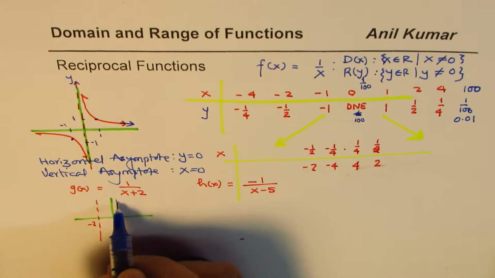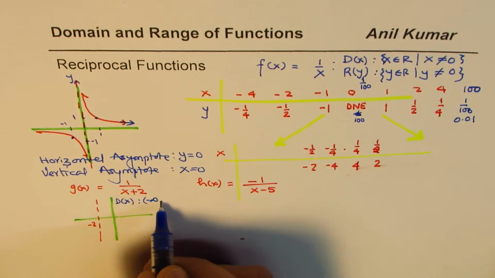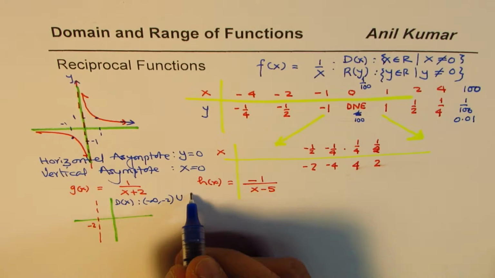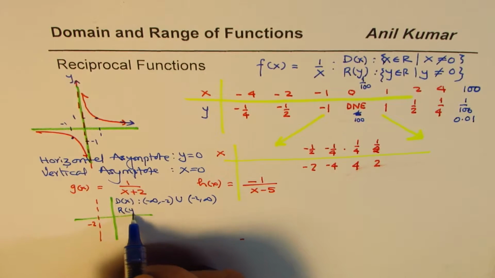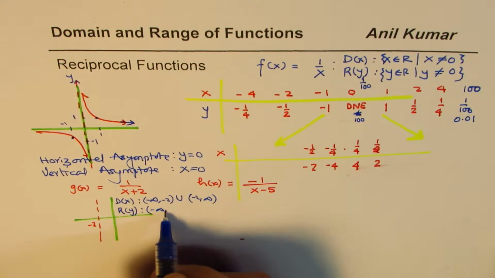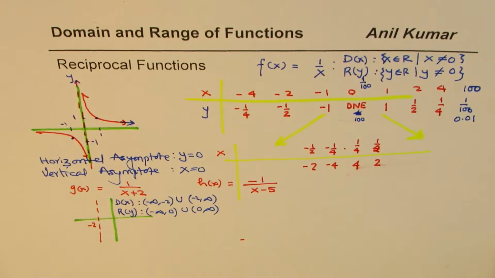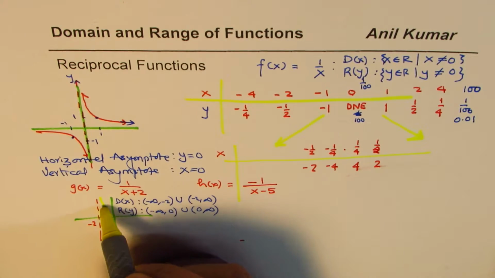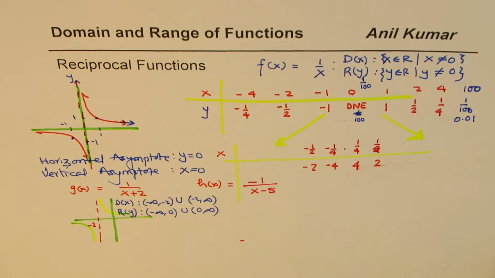So in this case, the domain, let me write in a different form, is minus infinity to minus 2 union minus 2 to infinity, right? As far as the range is concerned, it will be from minus infinity to 0 and then from 0 to plus infinity, right? The function as such could be sketched. So the same function shifted slightly could be sketched kind of like this. Is that okay? So that is how the function is going to look.